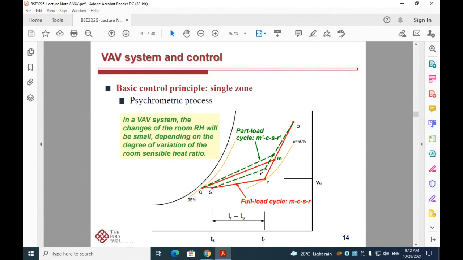same. However, this VAV system is under temperature control, so the return air temperature will be the same. And the only difference there might exist is the humidity ratio of the return air. That means in a VAV system, the changes of the room relative humidity will be small. And this change in room relative humidity actually depends on the degree of variation of the room SHR line, or the room sensible heat ratio.